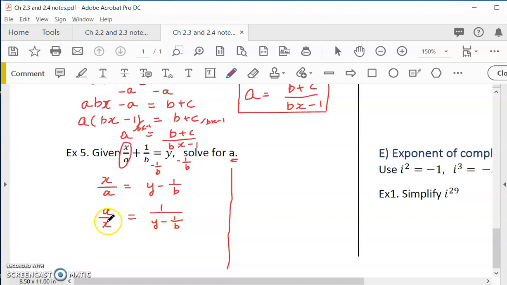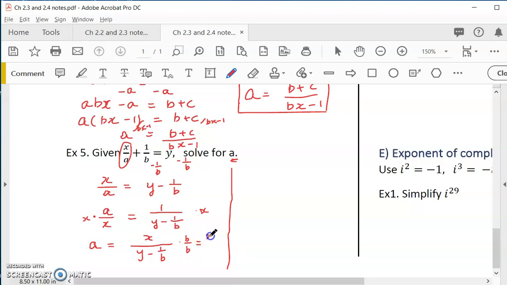Now, how do I get rid of the x then? You multiply by x on both sides, right? Multiply by x on both sides. So now I have a equal x over y minus 1 over b. So this is the answer, but this is a complex fraction. So how do I get rid of this 1 over b here? I multiply b over b, top and bottom.